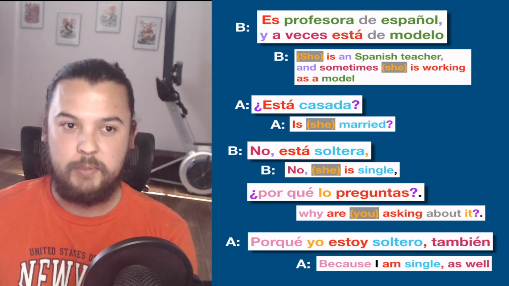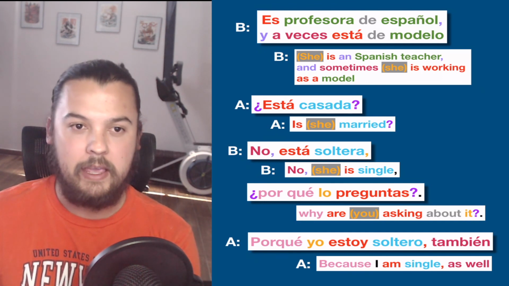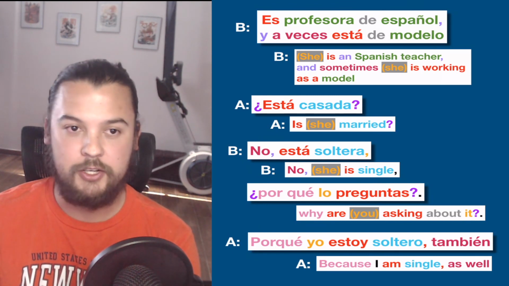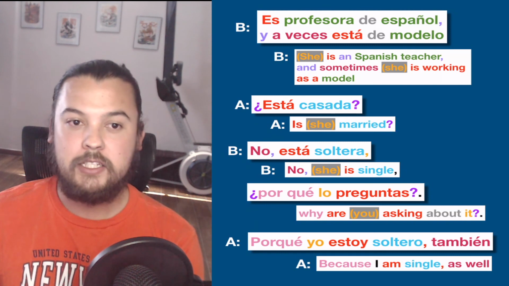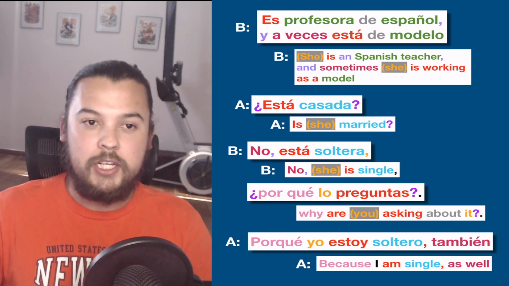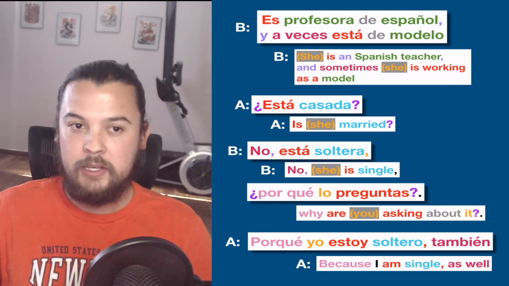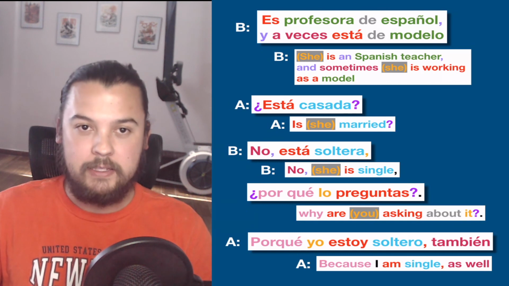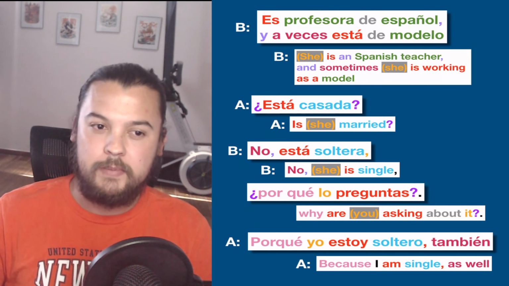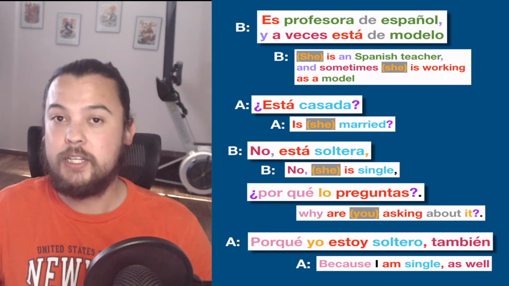Es profesora de español y a veces está de modelo. She is a Spanish teacher. There is a typo, should be she is a Spanish teacher. And sometimes she is working as a model. So she is a Spanish teacher, that's her official job. And sometimes she is working as a model. ¿Está casada? Is she married? No, está soltera. No, she is single.